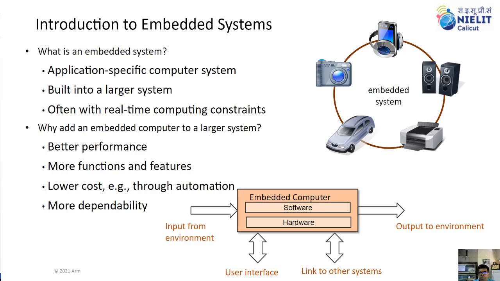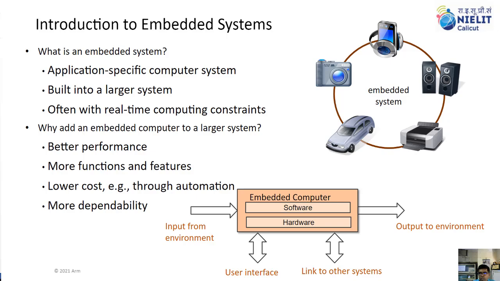As we discussed, embedded systems are application specific computers, and there are certain applications you can see in the figure, like digital cameras and gadgets such as mobile phones, smart headsets, printers, and most of the automotive systems. So this is where we will be using embedded systems. Most of these embedded systems provide better performance, more functions and features.